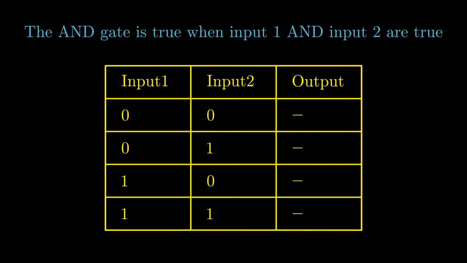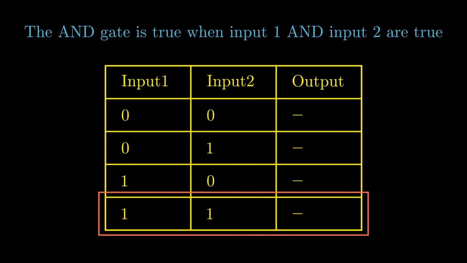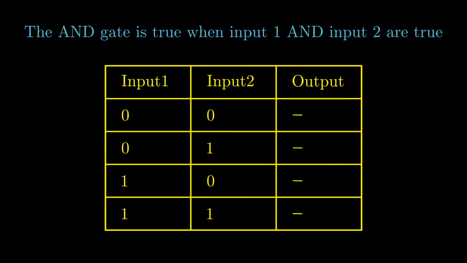Now we want to write down all possible combinations of inputs. Remember, position matters here, so 1, 0 does not equal 0, 1. Now that we've got our possible inputs written down, let's put our magic sentence into a truth table. Our magic sentence tells us that there's only one combination of inputs that yields an output true, and that is when both of our inputs are true.